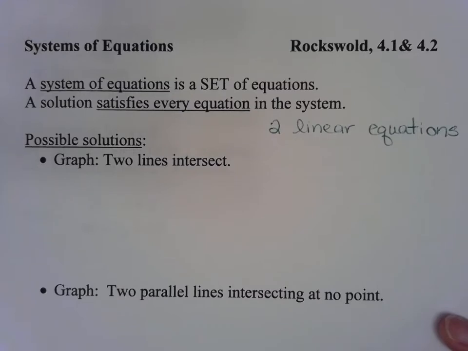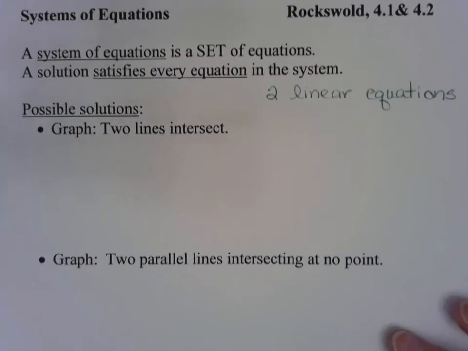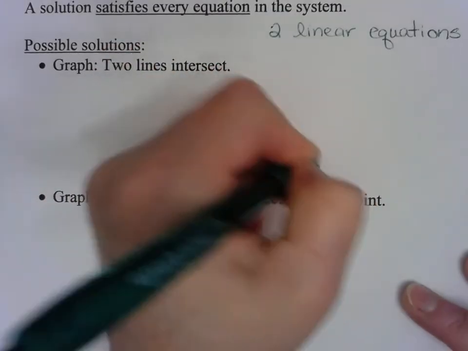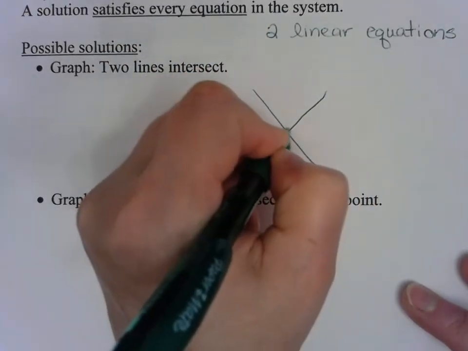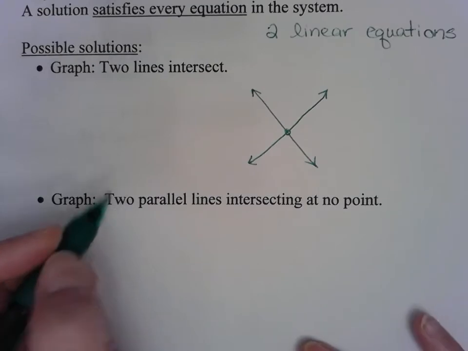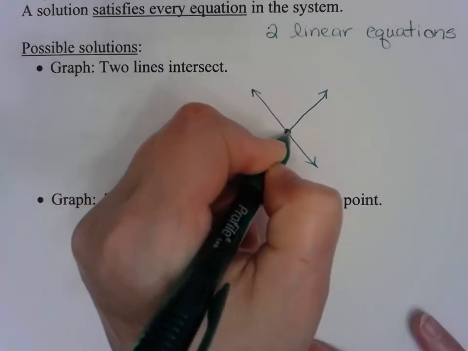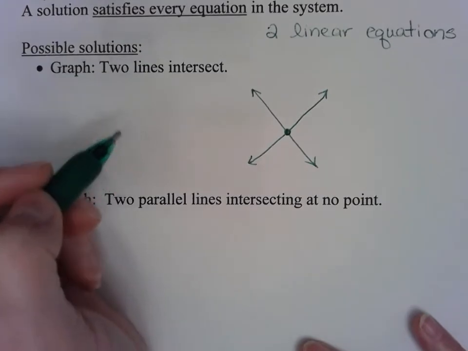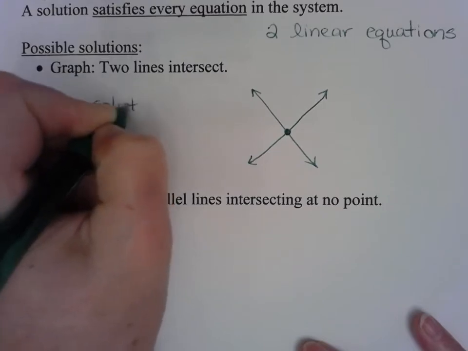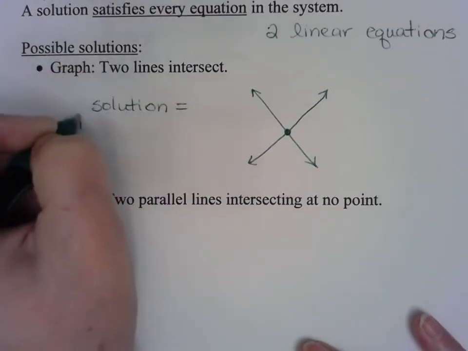Okay, so that being said, there are 3 possible solutions that we could get from 2 linear equations, right? So 3 ways that 2 lines could intersect or interact with each other. The first is that we could have 2 lines that intersect. Most of the problems we do will be of this type. And so wherever those 2 lines cross, this point where they meet is their common solution, right? A point that they both share. So the solution is the intersection point.